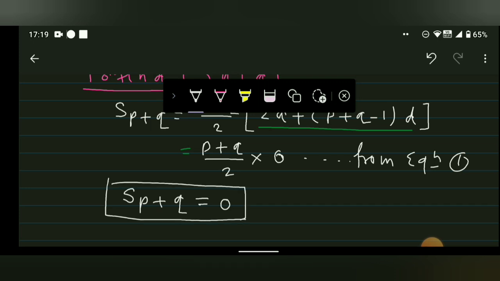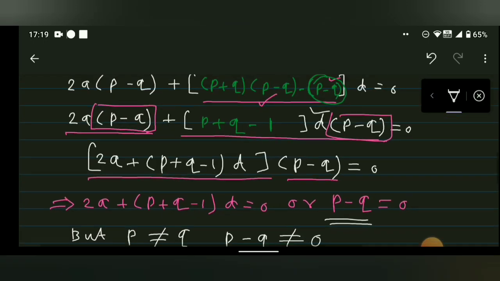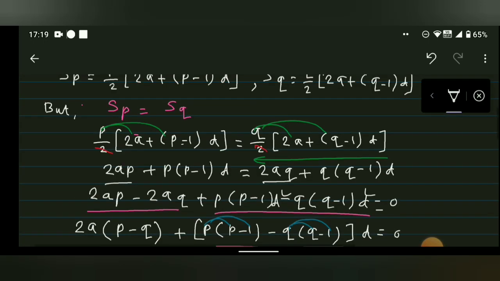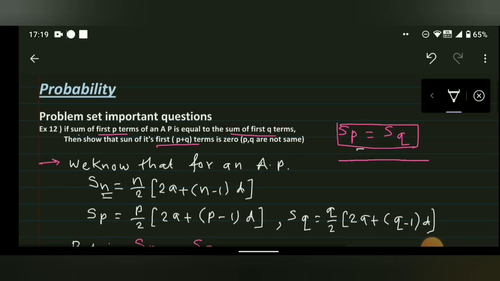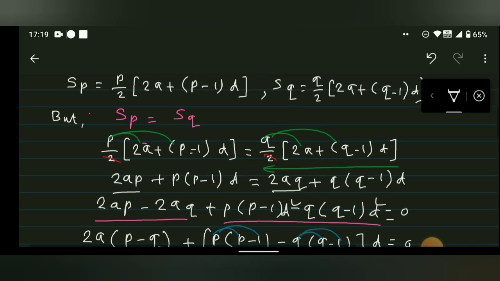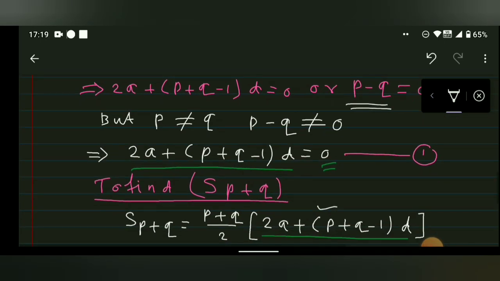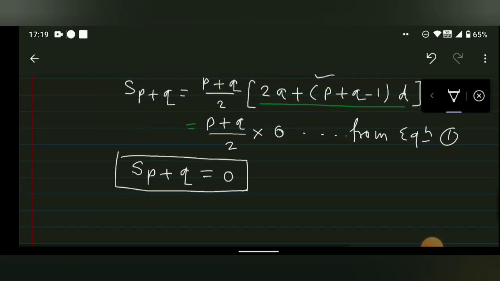So this is a very simple kind of example, but very important as far as the chapter and its problem set are concerned, example number 12. In a very similar manner we can easily prove the 13th example. On a parallel line we can have the proof.